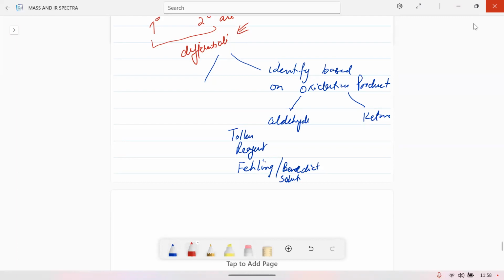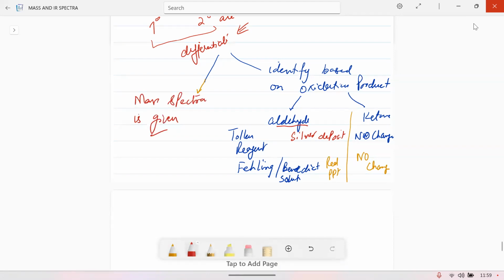So if it is an aldehyde, Tollens reagent will give you a silver deposit. For ketones, there will be no change. For Fehling solution, you will get a red precipitate for aldehyde, and for ketone there is no change. So one way is they could take you to the chemical analysis. The other way, if you want to differentiate between them, is they will give you the mass spectra. Mass spectra is given, so you will use this to identify.